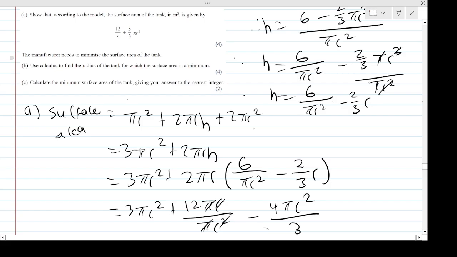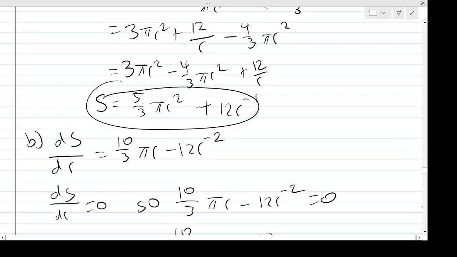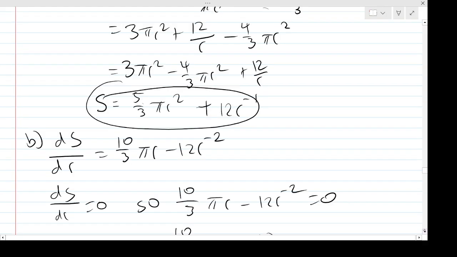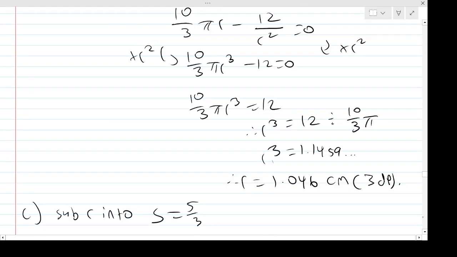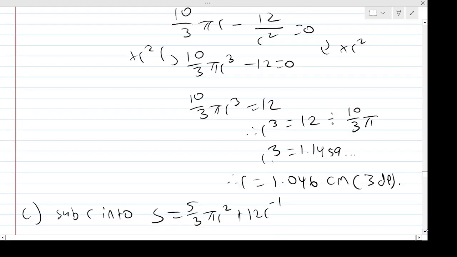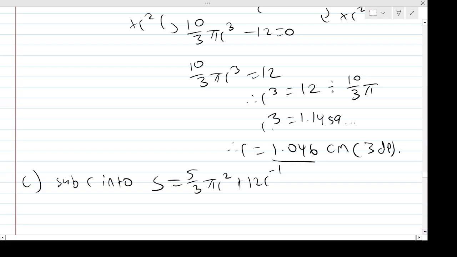So what we're going to do then, with our value of r that we found, we're only going to plug that into my surface area, right? Into here. So I'm going to substitute r into my surface area, S, which is 5 thirds pi r squared, add 12r to the minus 1. If I then plug my value of r, which is 1.046, into here, that'd be 5 thirds of pi of 1.046 squared, add 12 lots of 1.046 to the minus 1.